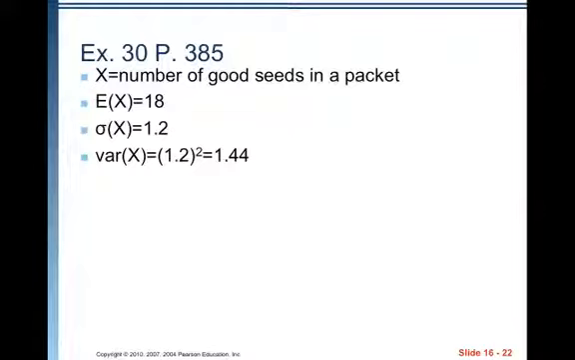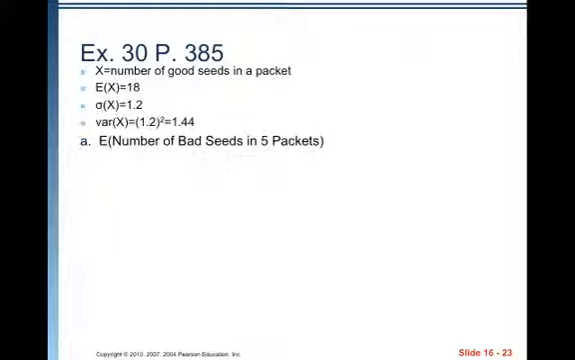All right, let's look at page 385 and at problem 30. A company selling vegetable seeds in packets of 20 estimates that the mean number of seeds that will actually grow is 18, with a standard deviation of 1.2 seeds. You buy 5 different seed packets. Okay, so what do we know? We know that the expected value, because it's the same thing as the mean, is 18. We know the standard deviation of x is 1.2, which tells us that the variance of x is 1.2 squared, which is 1.44. All right, and that's just me thinking through the problem.